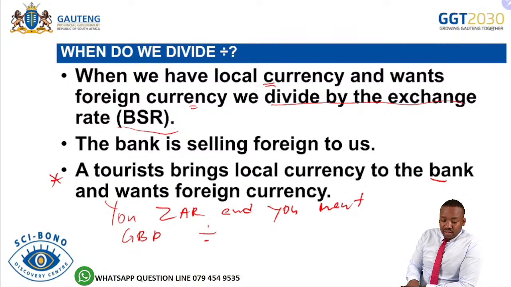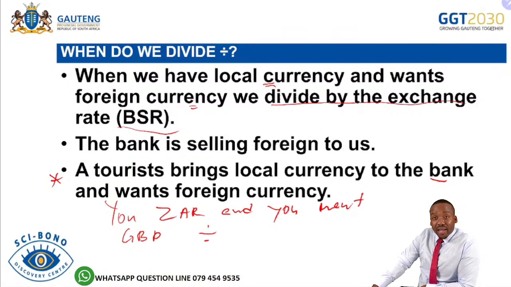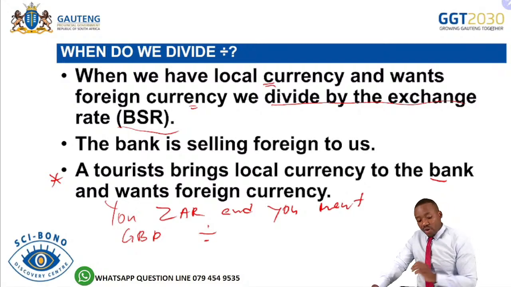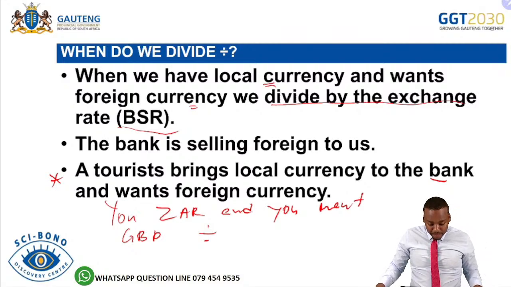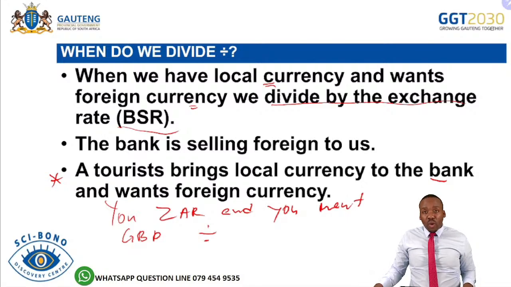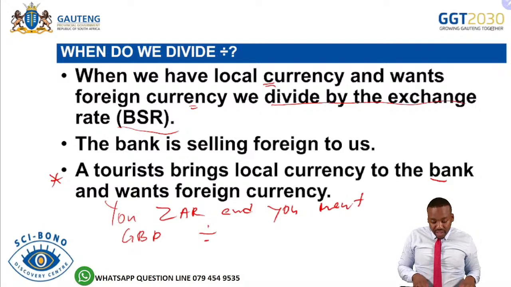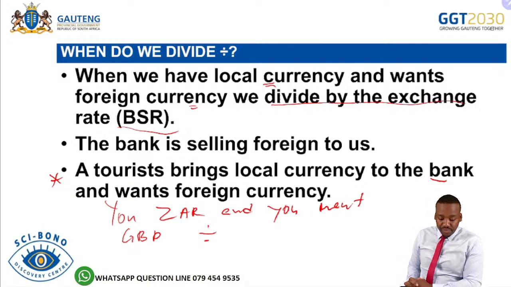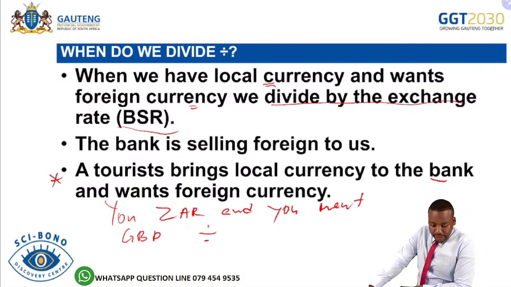When do we divide? When we have local currency and want foreign currency, then we divide by the exchange rate. And which exchange rate? BSR. Why? Because the bank is selling foreign currency to us. Meaning a tourist brings local currency to the bank and wants what? Foreign currency. Then we do what? We divide by the exchange rate. And which exchange rate? BSR.